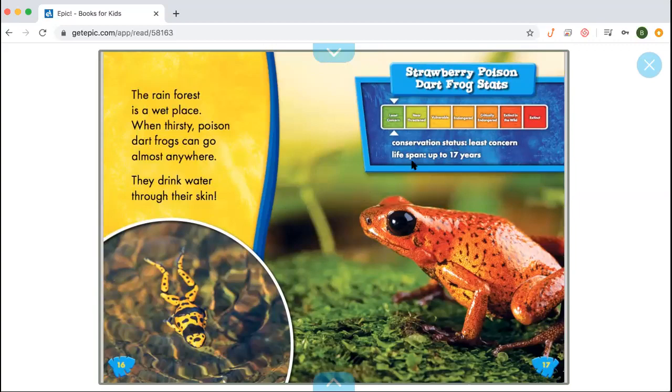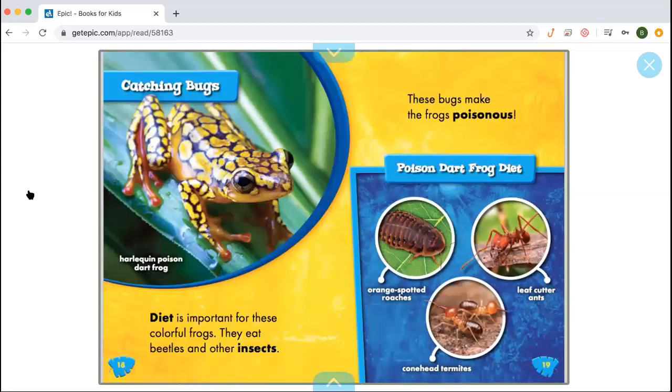So it says, this is from least concern. So it goes from green, these colors, says least concern, near threatened, vulnerable, endangered, critically endangered, extinct in the wild, and extinct. So it says they can live up to 17 years. Catching bugs. Diet is important for these colorful frogs. They eat beetles and other insects.